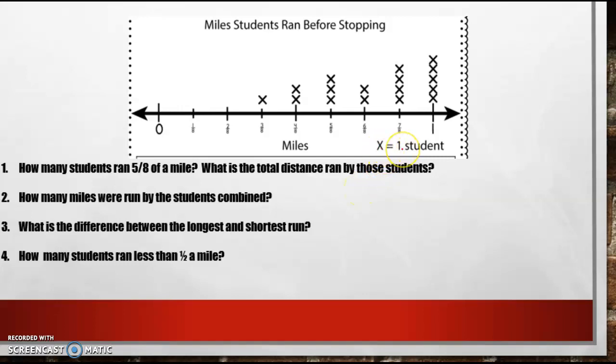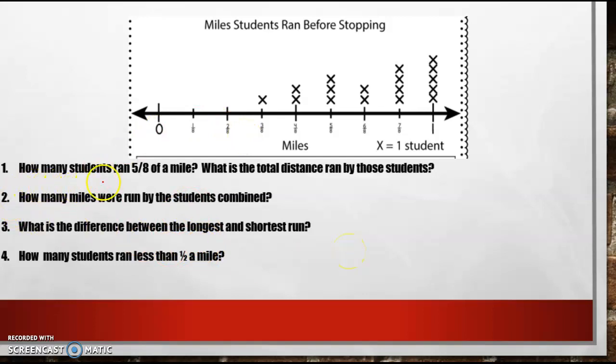And an x equals 1 student. All right? So, how many students ran 3/8 of a mile? 1. How many students ran 4/8 of a mile? I'm expecting you to say the answers. How many students ran 5/8 of a mile? How many students ran 6/8 of a mile? How many students ran 7/8 of a mile? How many students ran 1 mile? Okay, now we have to read the questions and use the line plot to answer the questions.